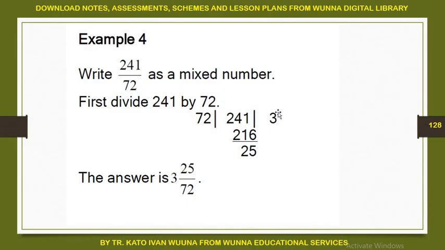So 3 becomes our whole number. Then the difference between the numerator and the answer you got, the difference meaning you subtract. When you subtract, you get 25. Now 25 becomes our new numerator, and 76 remains our denominator. So that is how we convert improper to mixed fraction.